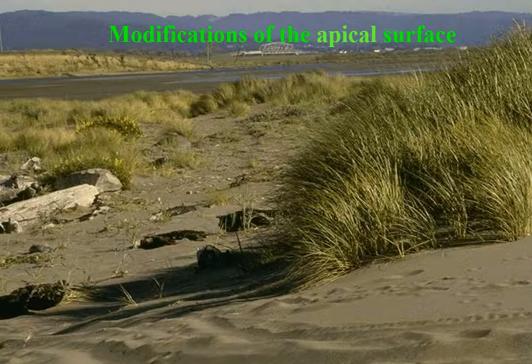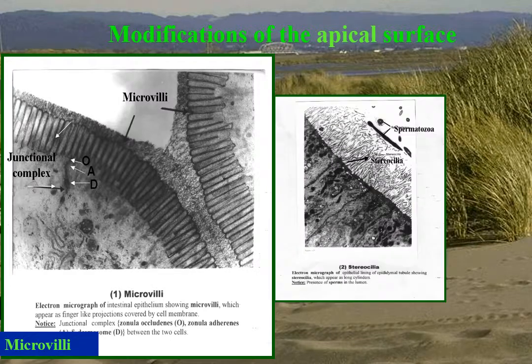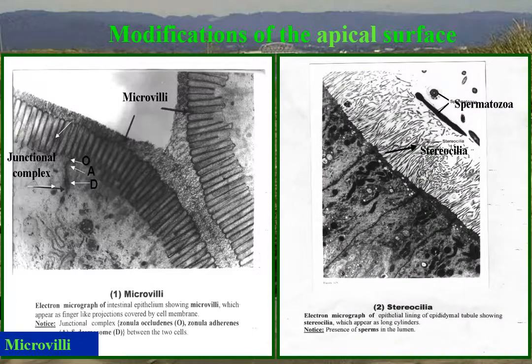Modifications of the apical surface, microvilli, finger-like projections on the free surface of the cell. Notice the presence of junctional complex between adjacent cells. Stereocilia, not cilia but long microvilli, present in the male reproductive system. Notice the presence of spermatozoa in the same photo.